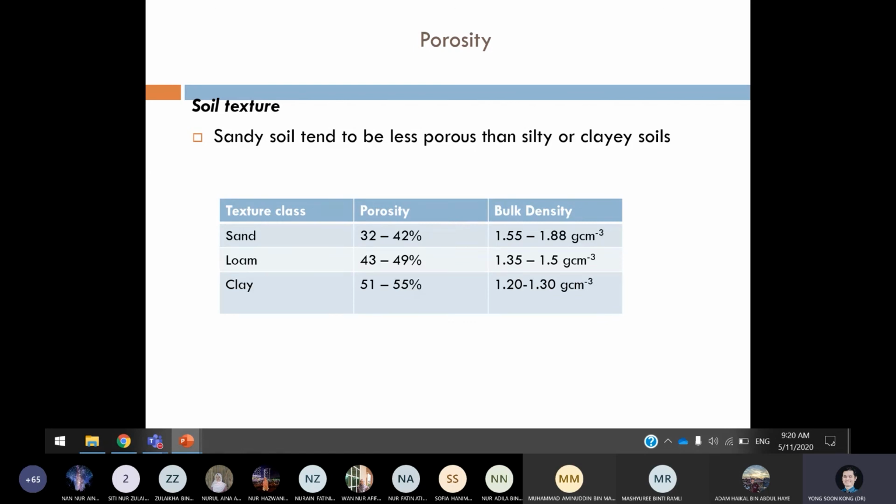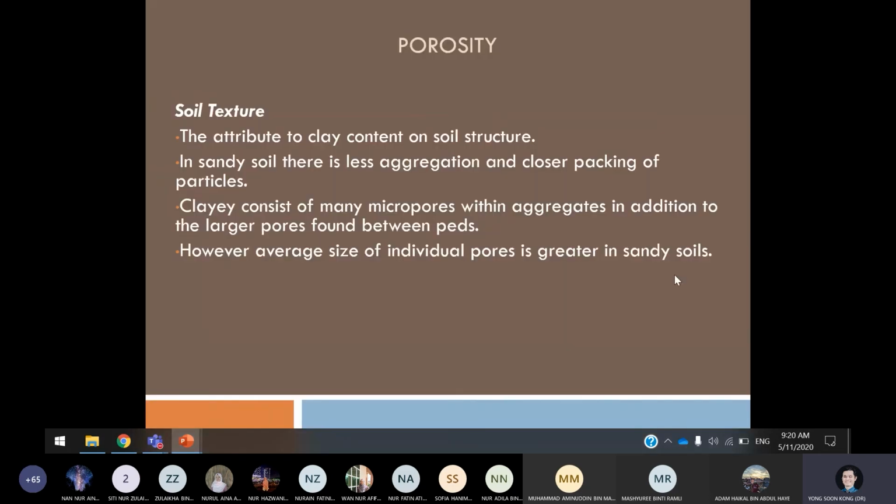Of course, it cannot be said to be like the bulk density, because bulk density depends on how much organic matter is inside. So if you look at all these three, whether it's sand, loam, or clay, they are more or less the same. More than one, yes, in terms of bulk density. Now texture, I think I've explained to you earlier. If they are aggregated, they have more air between aggregates, and that's why they have higher porosity.